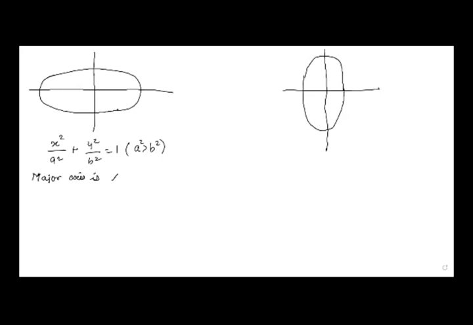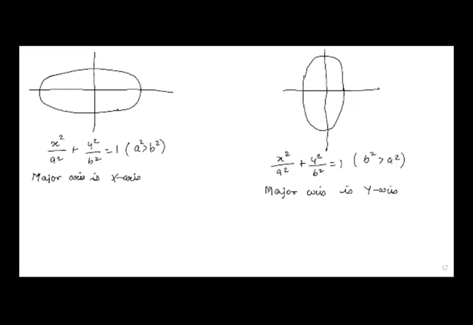is the x-axis. The standard equation for the other type of ellipse is also x squared by a squared plus y squared by b squared is equal to 1. But here in this case, b squared will be greater than a squared. Then you will understand that the major axis in this case is the y-axis, right?